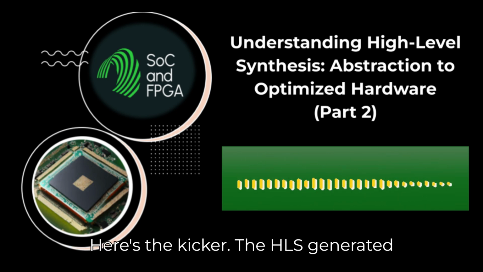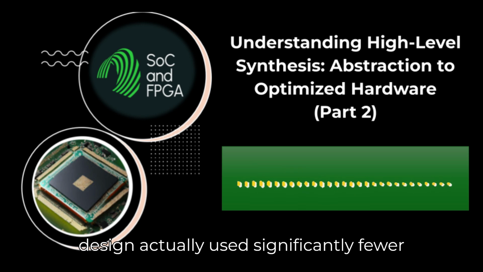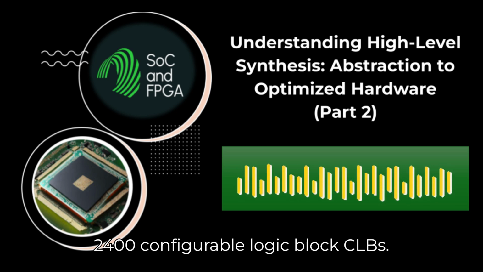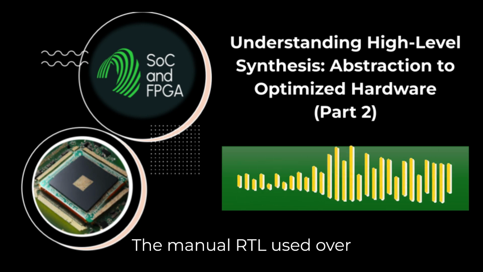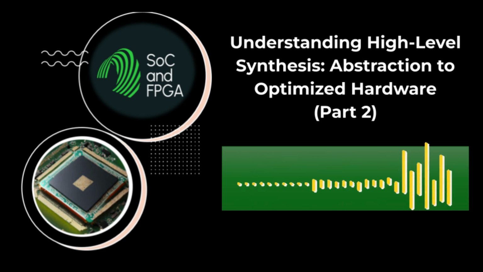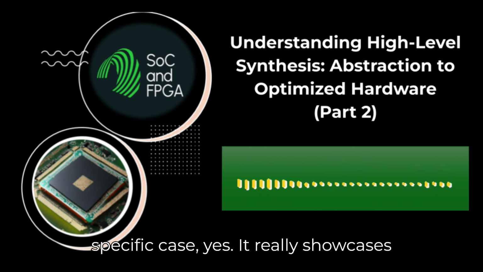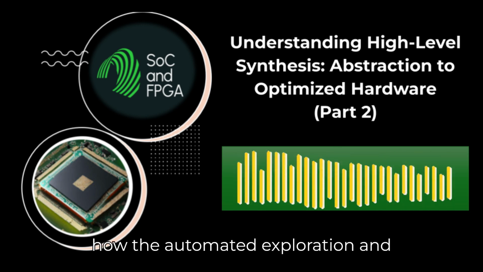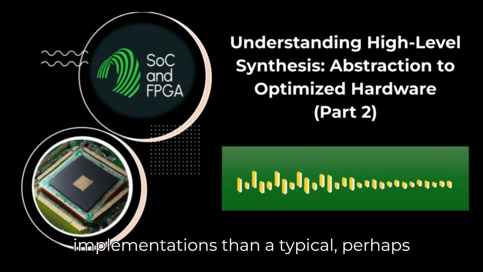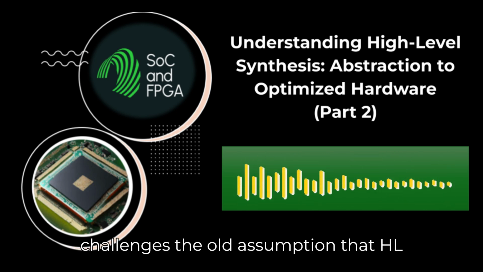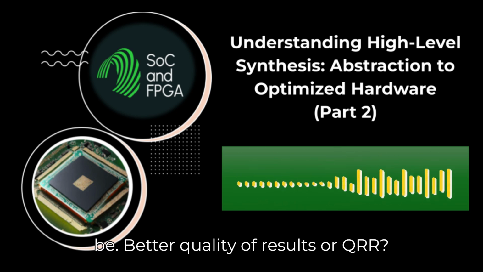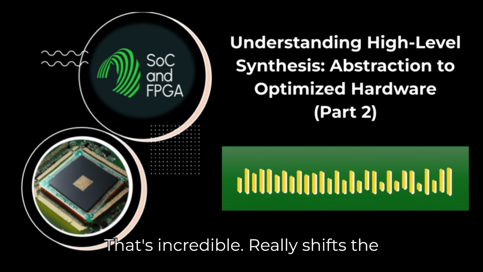Yeah. But there was more. Here's the kicker. The HLS-generated design actually used significantly fewer FPGA resources. It used about 2,400 configurable logic blocks, CLBs. The manual RTL used over 44,000 CLBs. Wow, that's counterintuitive. HLS used less hardware and was faster to develop. In that specific case, yes. It really showcases how the automated exploration and pipelining capabilities of modern HLS tools can sometimes find more efficient implementations than a typical, perhaps rushed manual RTL effort. It challenges the old assumption that HLS always means bigger hardware. It's not just faster development. It can sometimes be better quality of results, or QoR. That's incredible. Really shifts the perspective.